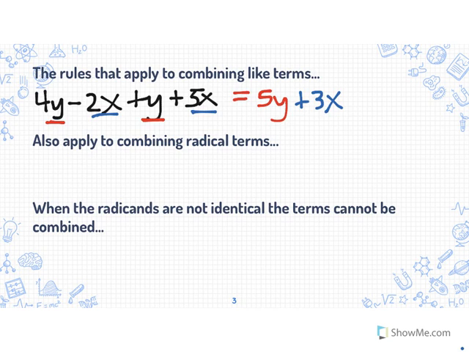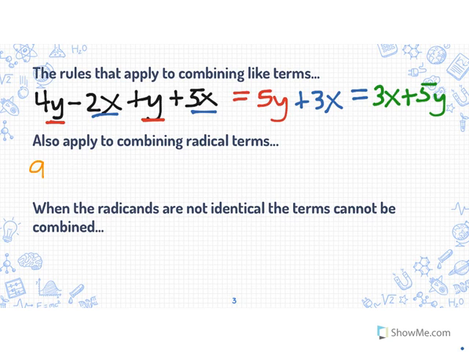And then we just want to make sure that we write that in standard form, which means that we always have alphabetical order. So our solution here would be 3x plus 5y. And that was combining like terms, which means that the same rule actually applies for our radicals.